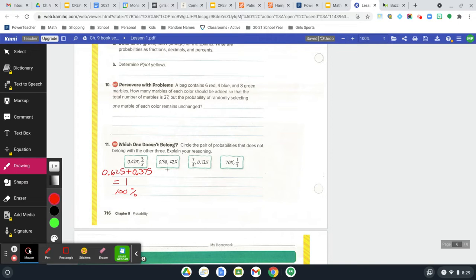So now look at the second one. On this card, you have 38 hundredths and 62%. So let's take this 62% to a decimal. So think about moving the decimal 2 places to the left. This would be 0.62. And then add that to 0.38. And again, let's see if these are complements to each other.